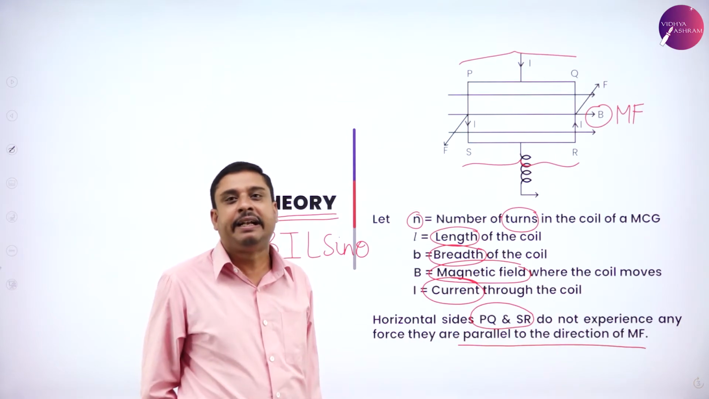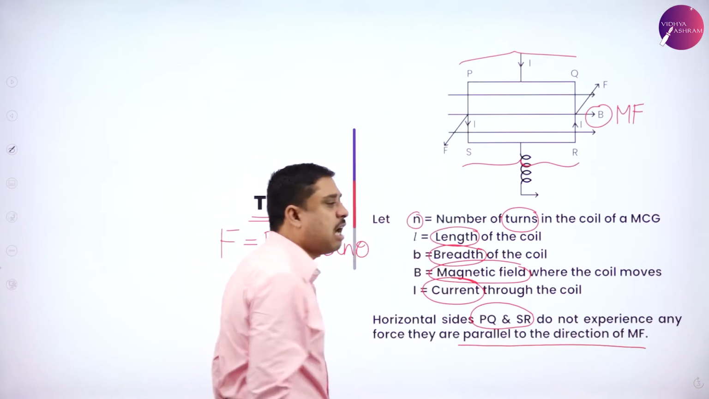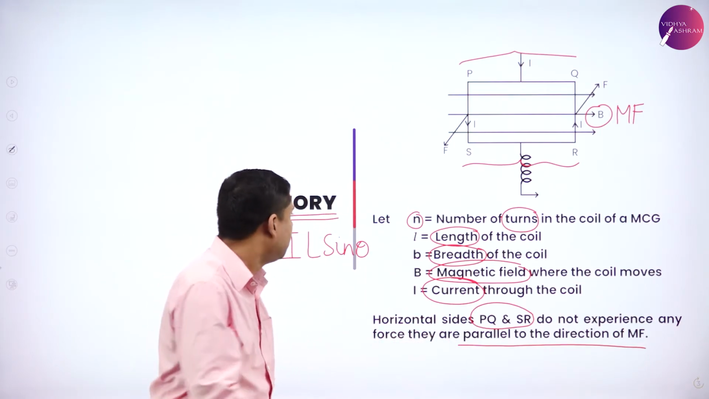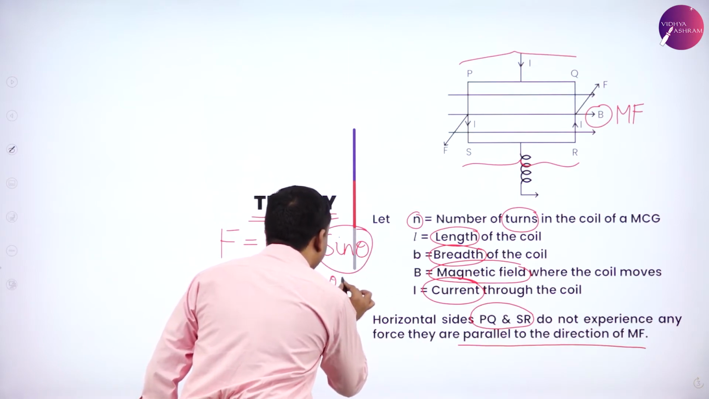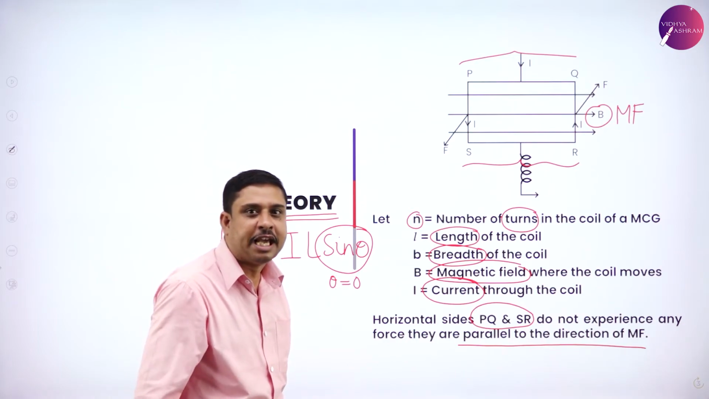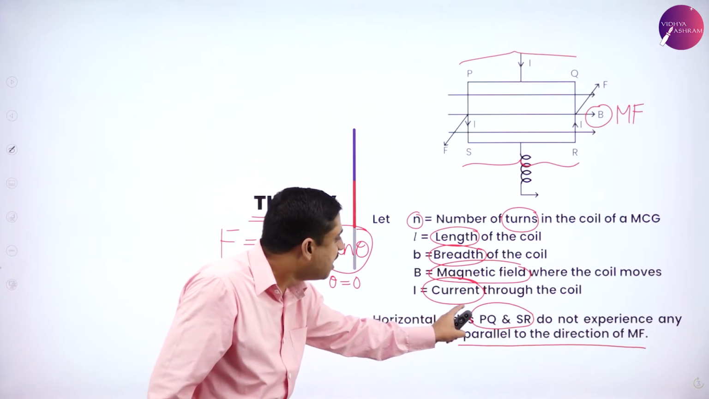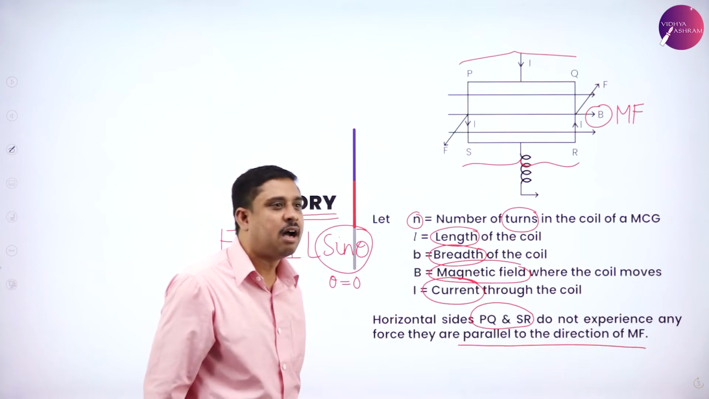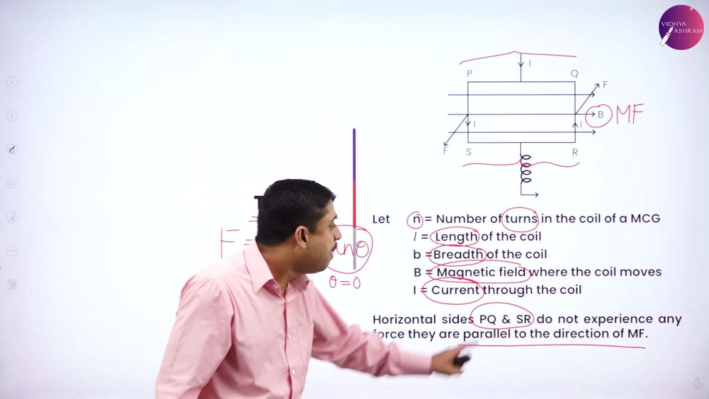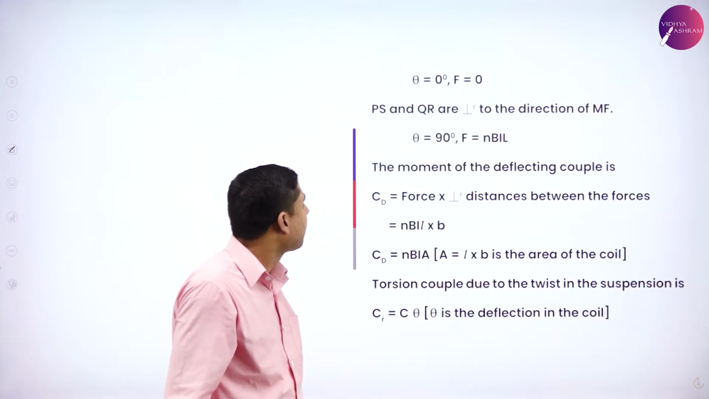QVB sin theta. Now, PQ and SR are parallel to the direction of the field. So, theta becomes equal to 0. Therefore, F becomes 0. That is why I say horizontal sides PQ and SR do not experience any force as they are parallel to the direction of the magnetic field.